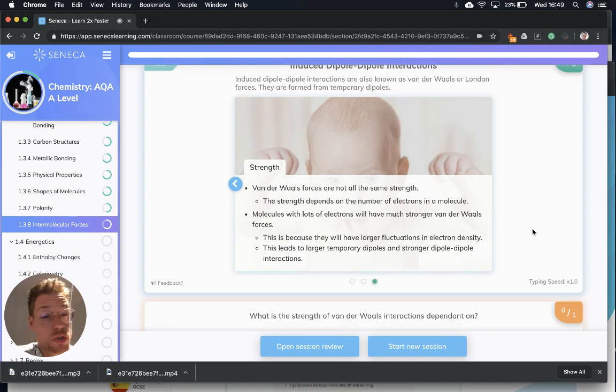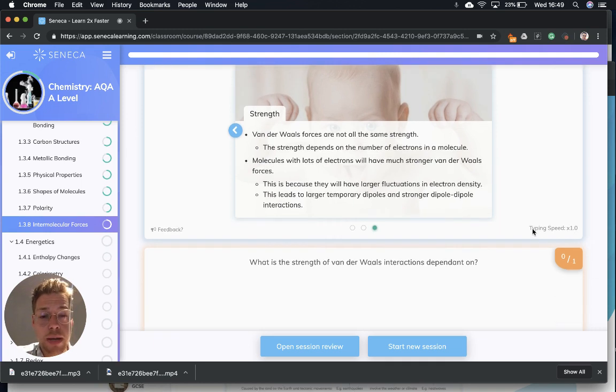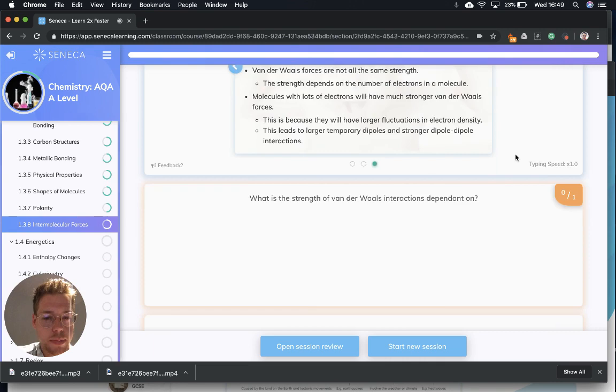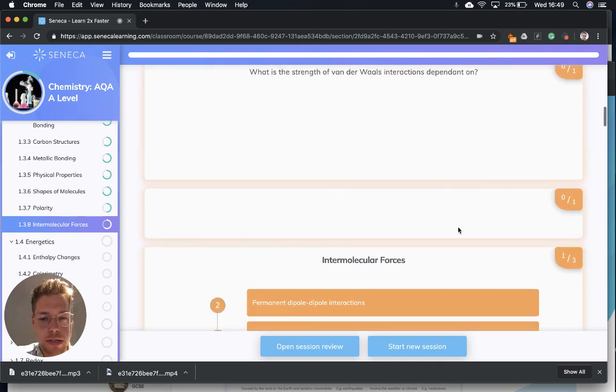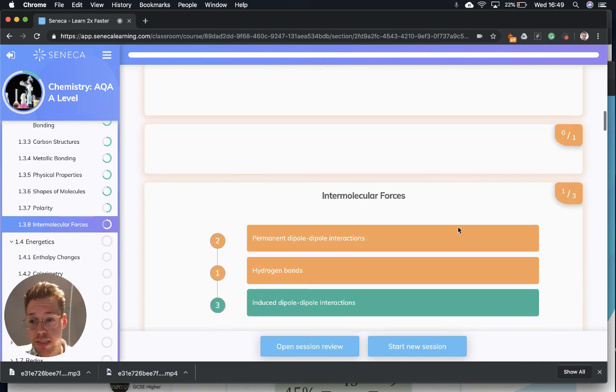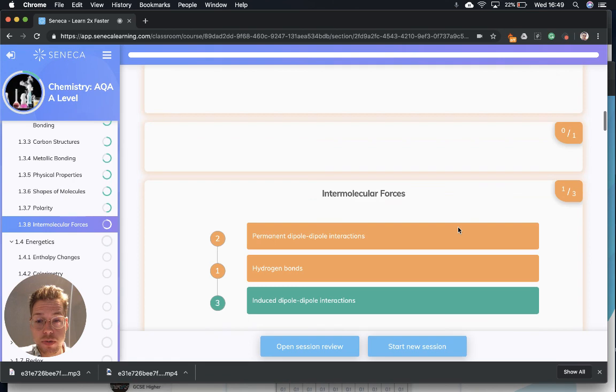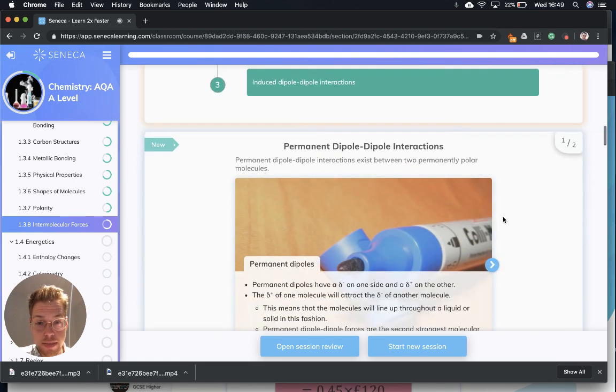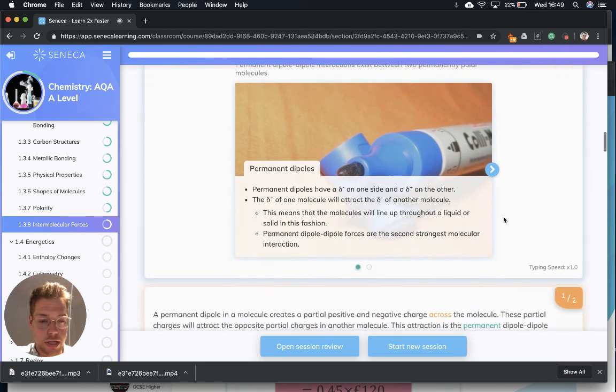Van der Waals forces are not all the same strength. The strength depends on the number of electrons in a molecule. Molecules with loads of electrons will have much stronger van der Waals forces. This is because they will have larger fluctuations in electron density, and this leads to larger temporary dipoles and stronger dipole-to-dipole interactions. Okay? So, remember, humor me, what are the three intermolecular forces from strongest to weakest? We start with hydrogen bonds, then permanent dipole-dipole interactions, and then induced dipole-dipole interactions.